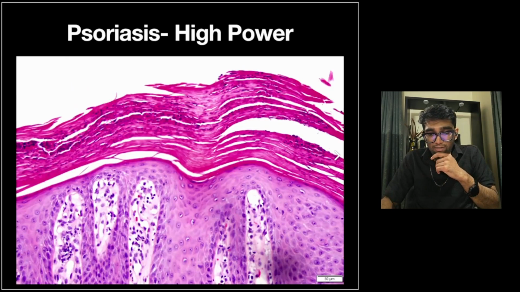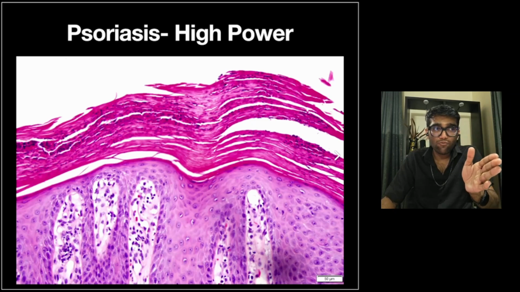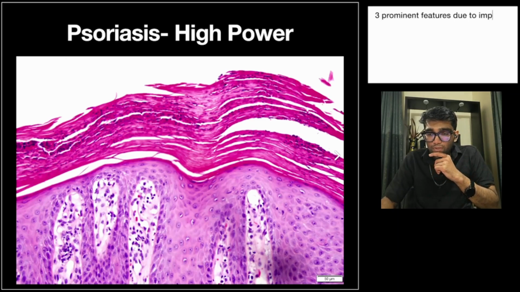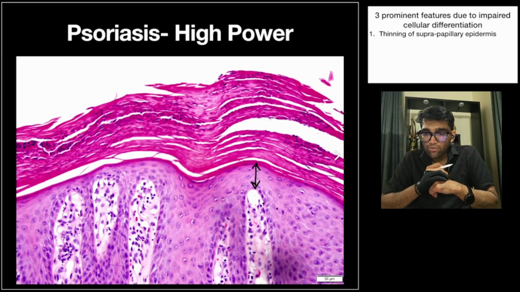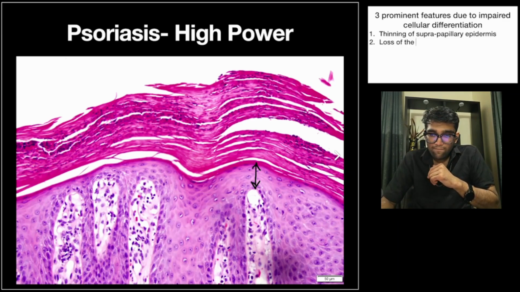Okay, now when we do high power, when I talk about high power, I mean low power means a 40 times magnification, and high power means usually a 200 times magnification. Okay, fine. Now there are three features on the high power microscopy that are quite obvious. One is that there is a thinning of the epidermis just above the papilla, so the suprapapillary epidermis. Okay, now why is this happening? Because there's impaired differentiation.